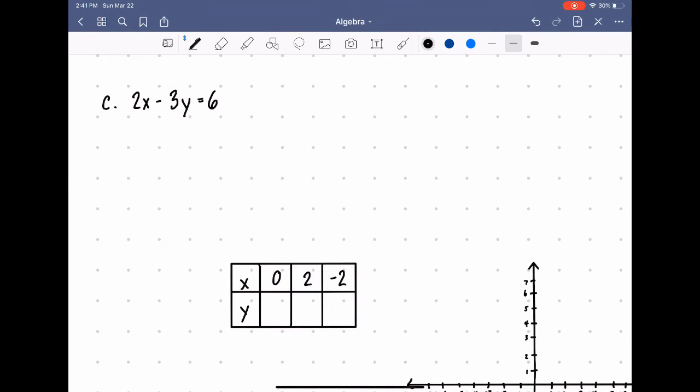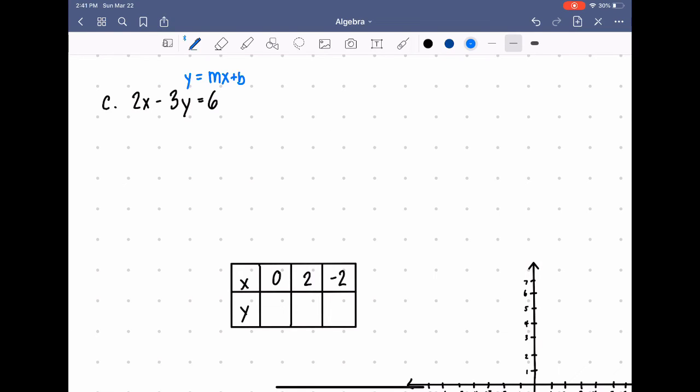Okay, question C. Graph the following equation on a rectangular coordinate system. So we have 2x minus 3y equals 6. The first thing we have to do is solve for that y. We can't leave it like this. We have to make sure it's y equals something, preferably mx plus b in that format. But as long as it's just the y on the left, then we're all set. So let's solve for that y.